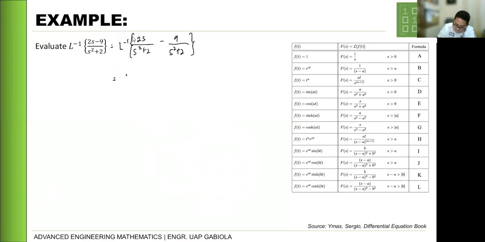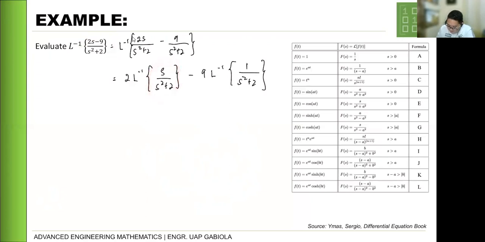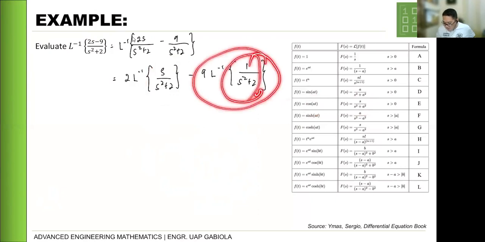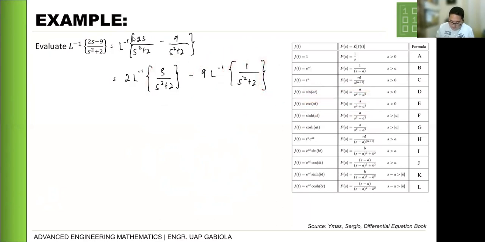Okay, so this is 2 L negative 1 of s over s squared plus 2, minus 9 L negative 1 of 1 over s squared plus 2. Okay, so from here we have s over s squared plus 2, so we are talking about cosine. Then for the second one, same as the previous example, we are talking about sine. So all we need to do is to identify our a.